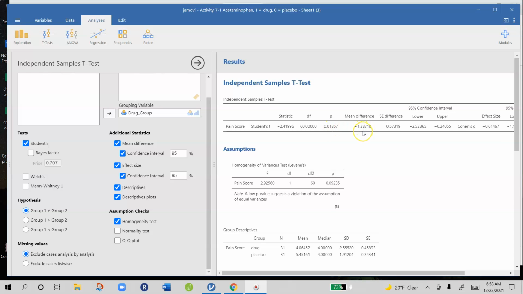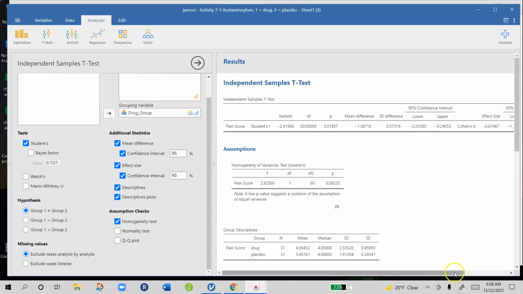The actual difference between the means is negative 1.387. It's negative because the program subtracted drug minus placebo. Had it done placebo minus drug, it would have been a positive mean difference. The standard error of the difference is 0.57. That's a typical mean difference we would expect if in fact the null is true. And then we have our 95% confidence interval around the mean difference. So we're 95% sure that the true mean difference is somewhere between negative 2.53 and negative 0.24 in raw score units.